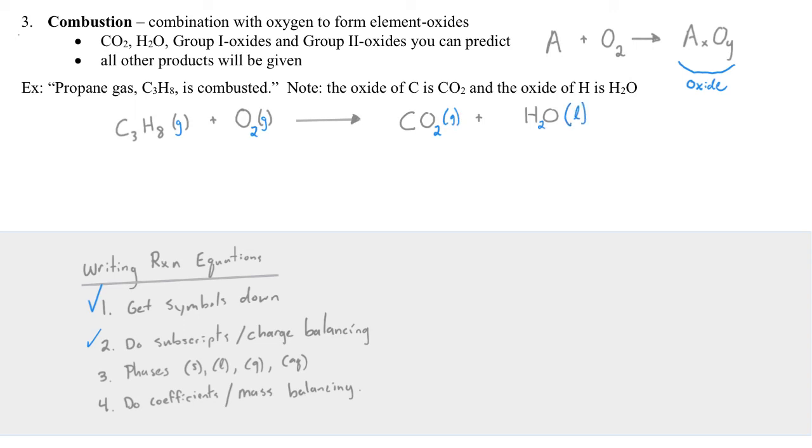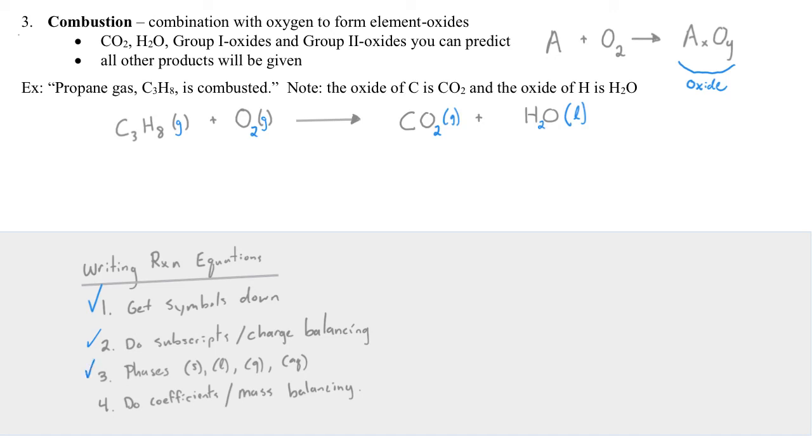Now actually, it's interesting, when this reaction is run, it generates a lot of heat, so it turns out the water is actually vaporized when it forms. So we're okay writing an L there, that's fine. I just wanted you to know it's probably actually a G in reality. Anyway, that's our conclusion of step 3, so we're done with phases.